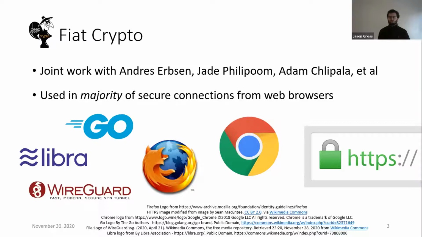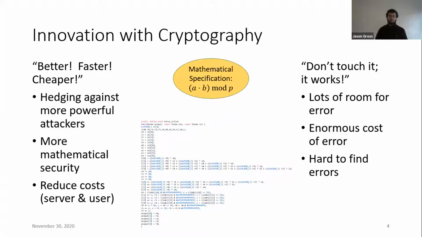I believe a large part of this is the way that Fiat Crypto enables developers to more quickly and confidently innovate using crypto. In crypto, there's often a small mathematical specification, such as multiply two numbers and reduce modulo a prime. In elliptic curve cryptography, there are many long and complicated implementations of the spec for reasons of security and performance. There's good reason to innovate here.